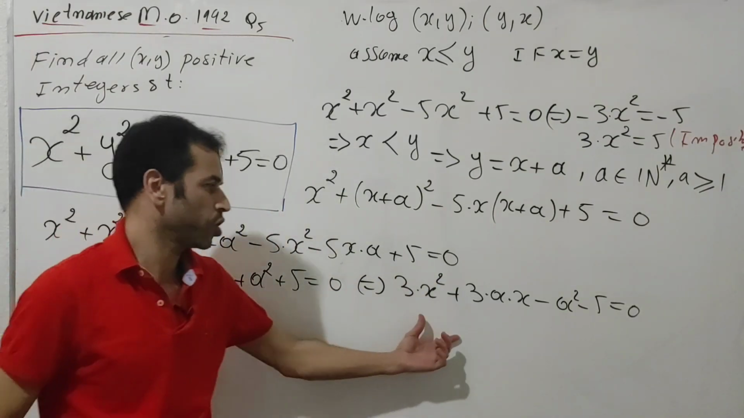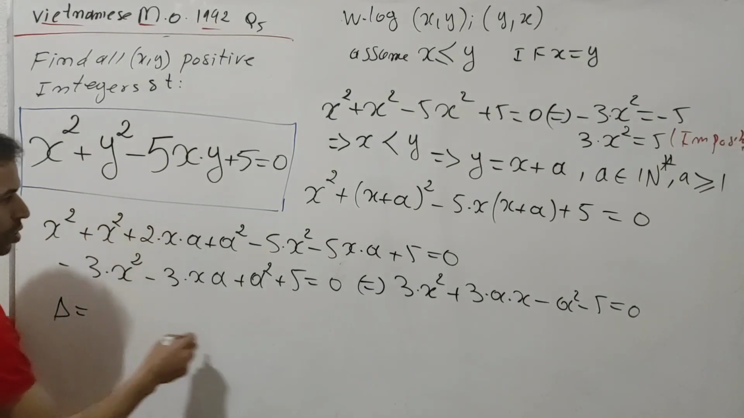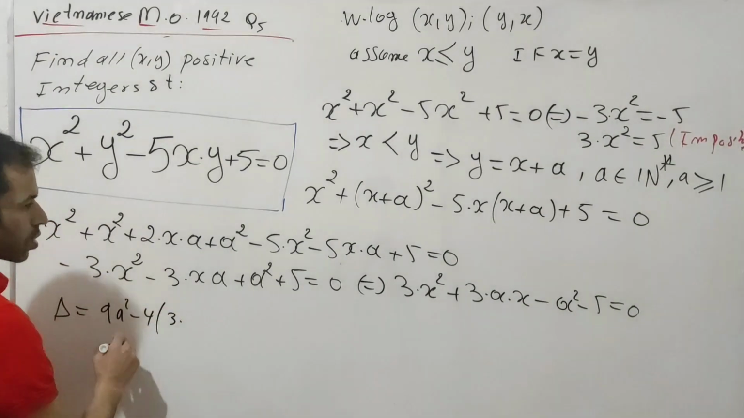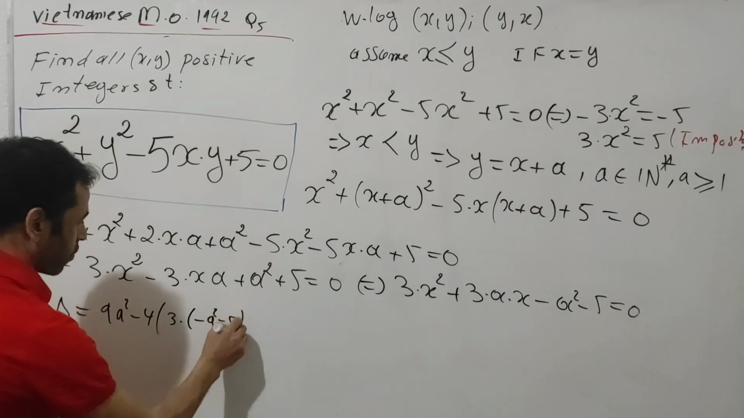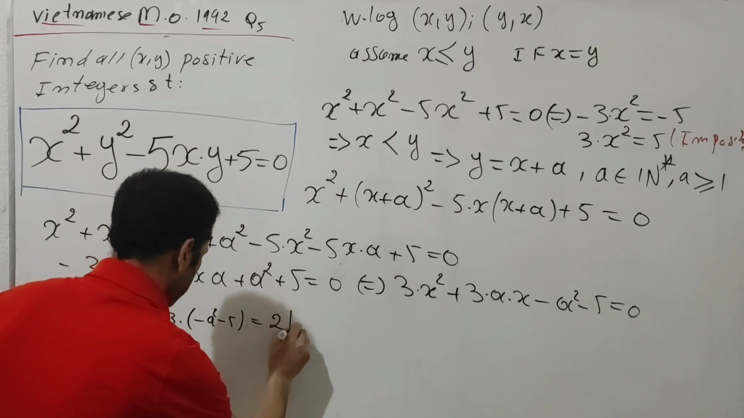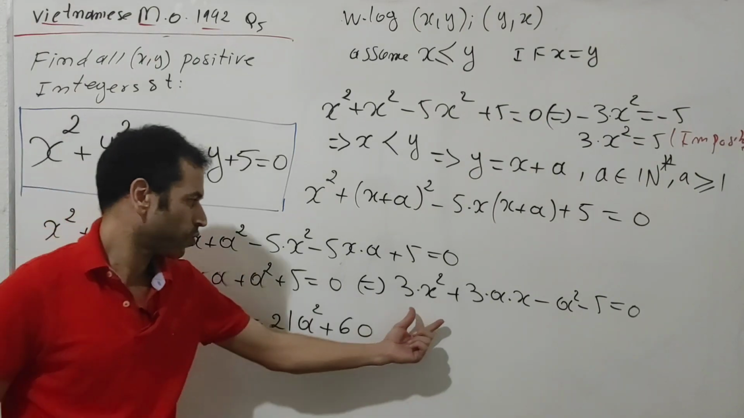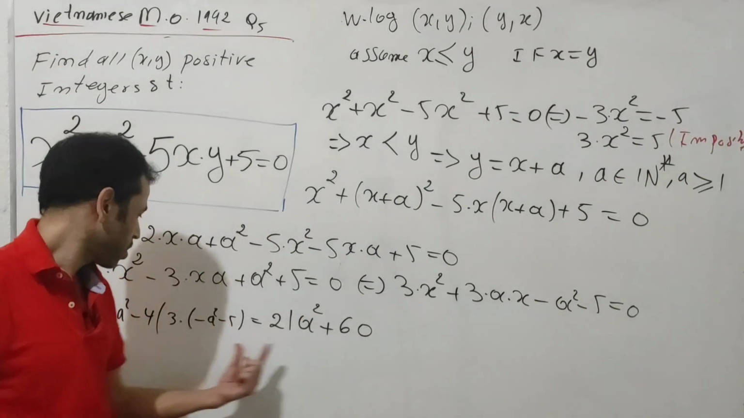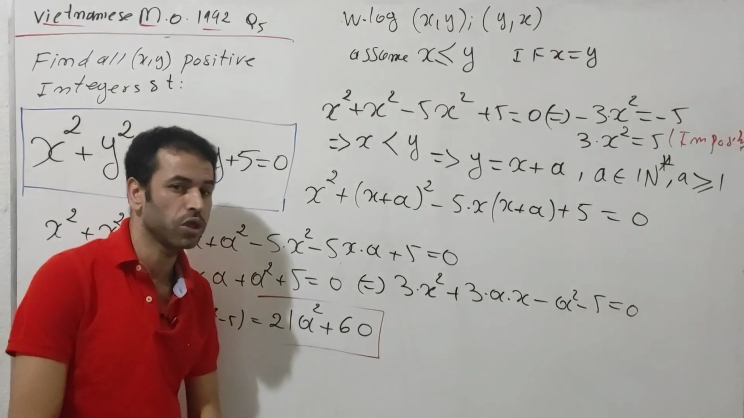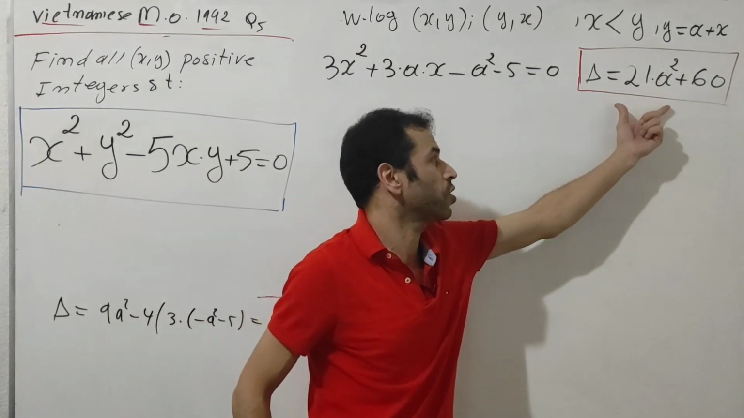This is a quadratic equation. I'm going to calculate the discriminant of this one. Delta equals 9a squared minus 4 times 3 times (minus a squared minus 5). By simplifying, this gives us 21a squared plus 60. In order to have a solution for this equation as a positive number, this delta must be a perfect square. I'm going to put this one at the top and continue solving this equation, based on this expression.